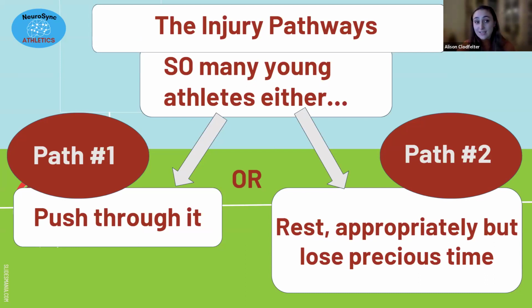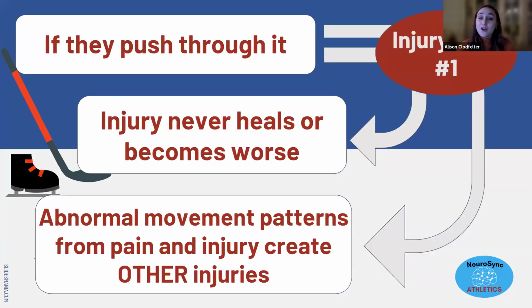So many young athletes either take path number one, they push through it, or they take path number two, and they rest appropriately, but they're losing precious time. So if they push through it, taking path number one, their injury never heals or becomes worse.